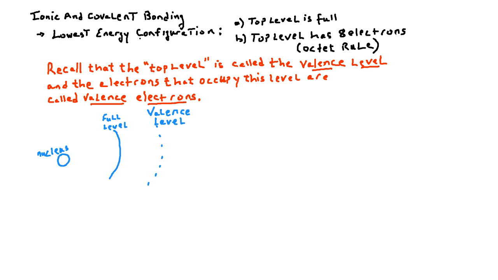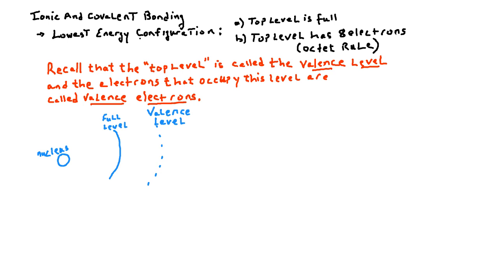So electrons all want to be in the lowest energy state, and the electronic configuration, which is the lowest energy state, is where the top level is either full or the top level has 8 electrons. That's the so-called octet rule. Now what I'm calling the top level, of course, is called the valence level, and those electrons are valence electrons. So keep that in mind. The valence electrons are going to be the ones involved in bonding.